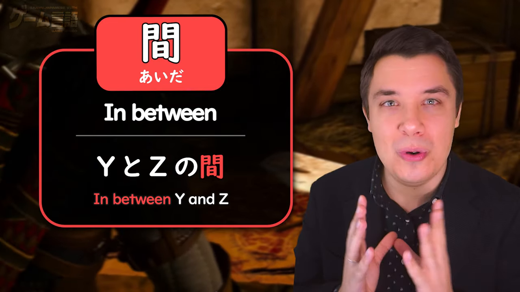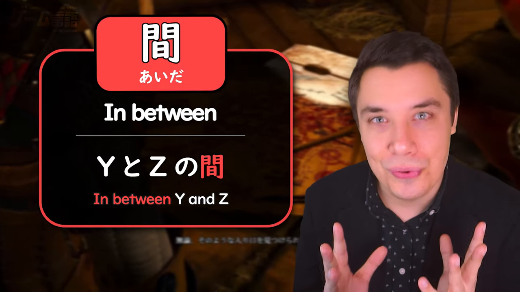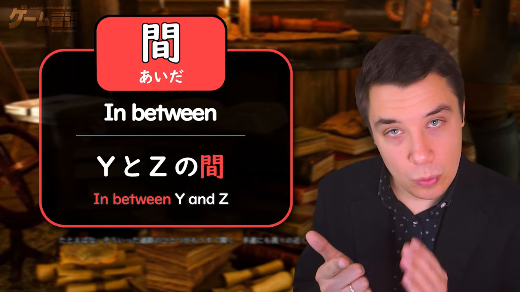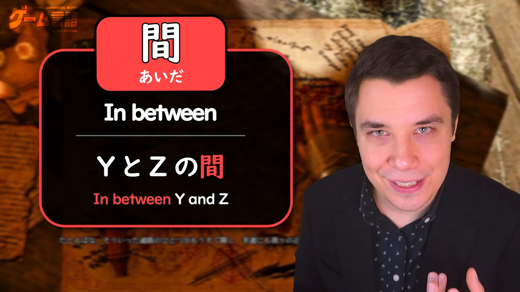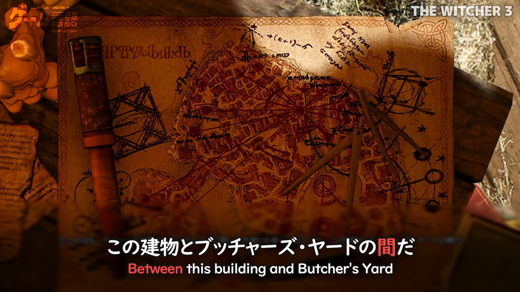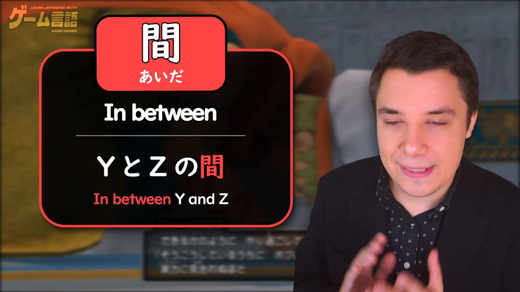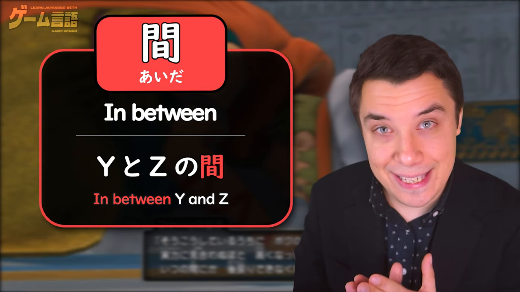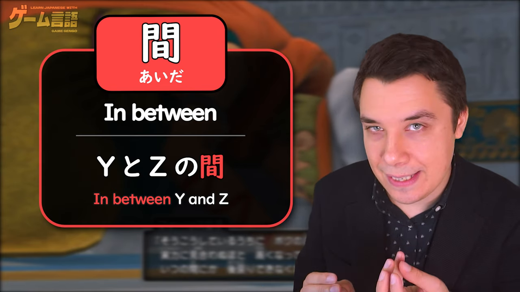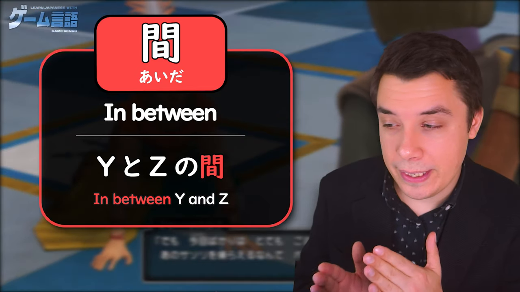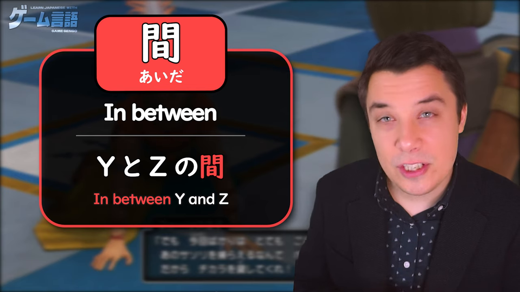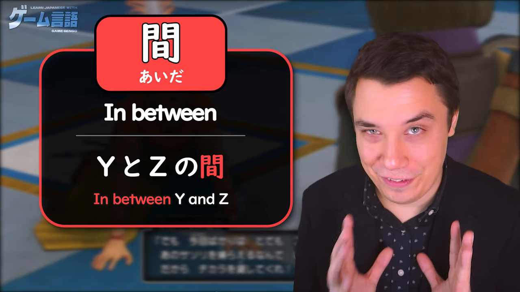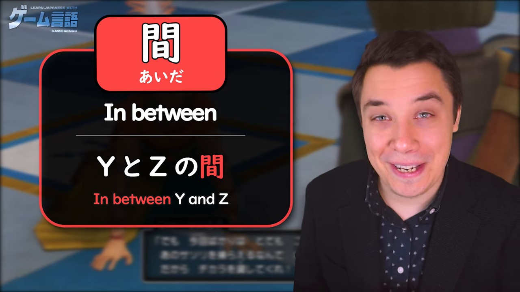Now, if you wanted to be even more specific where something is, perhaps in relation to two different objects, you could say X は as for X, Y と Z, so Y and Z, の something です, or something だ。 この建物とブッチャーズヤードの間だ。 Well, like this example sentence, you could say X は as for X, Y と Z の, so Y and Z's, and for example, between. Here it's in between, desu is to be. So as for X, it is between Y and Z. So that is a whole lot of language used to express where something is, where something exists.